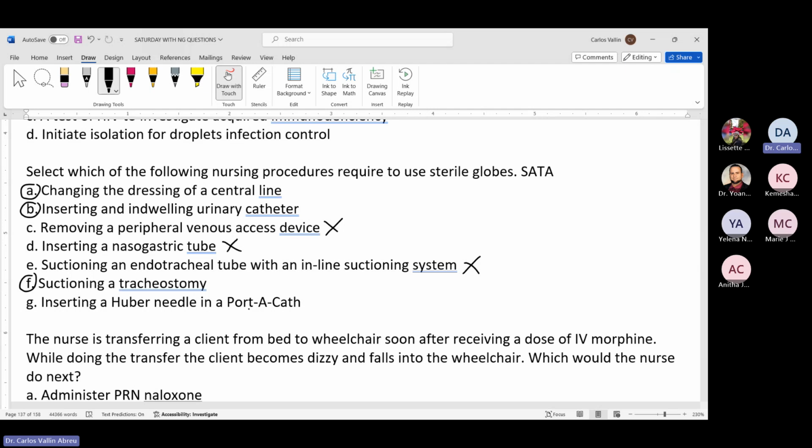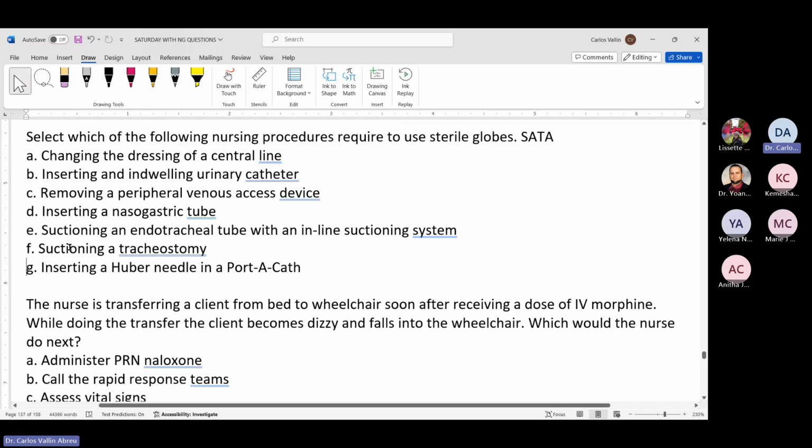Inserting the Huber needle in a porta cath, yes. The porta cath, you should know what it is. It's those devices that can be placed lifelong under the skin of people to have a central vascular access, and it requires a special needle called Huber needle. The insertion of those needles in the porta cath is 100% sterile. So that's why it requires not only a sterile glove, but a mask and all the sterility possible.